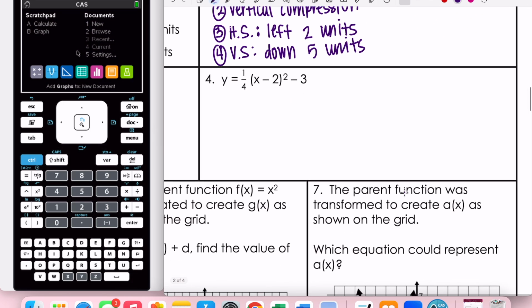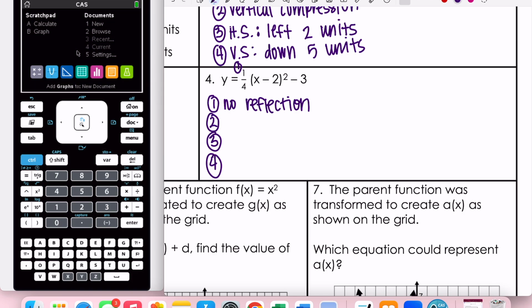Okay, lastly, let's look at number 4. Number 4, we have y equals 1/4 times (x - 2) squared minus 3. So again, there are 4 things we want to check for here. First, I want to know, is there a reflection? Again, remember, I look in front of my value for a. And since this is positive, that means that there is no reflection.